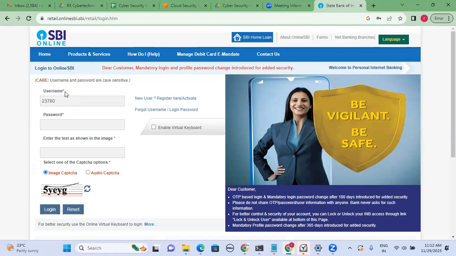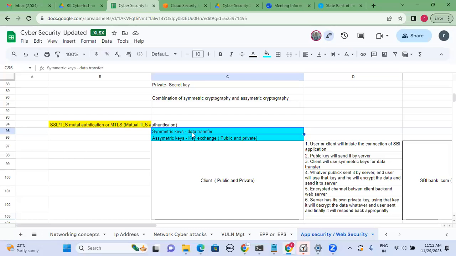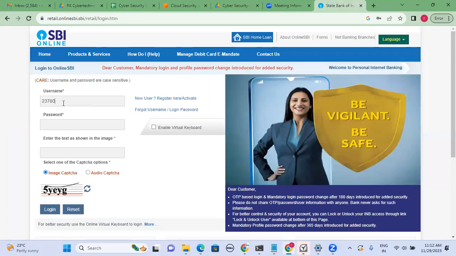Asymmetric. Symmetric. Symmetric. That's what I said. Symmetric is for data transfer. Asymmetric is for key exchange. Whatever data we are entering is part of symmetric keys. Whatever keys are exchanged, whatever communication is happening through my web browser to the respective backend server, that is key exchange. It is asymmetric keys. In such a way, the communication channel will form.